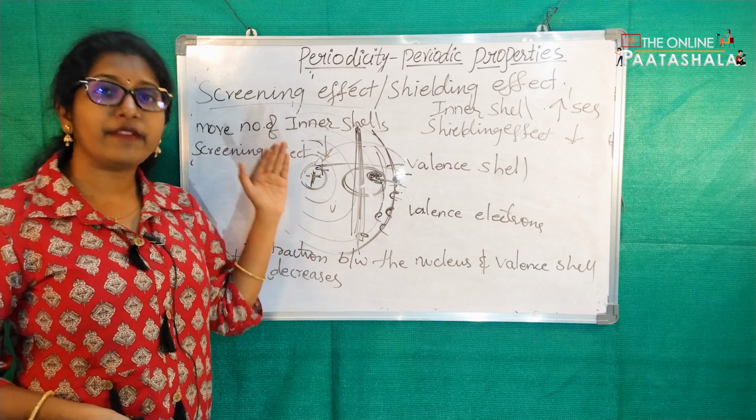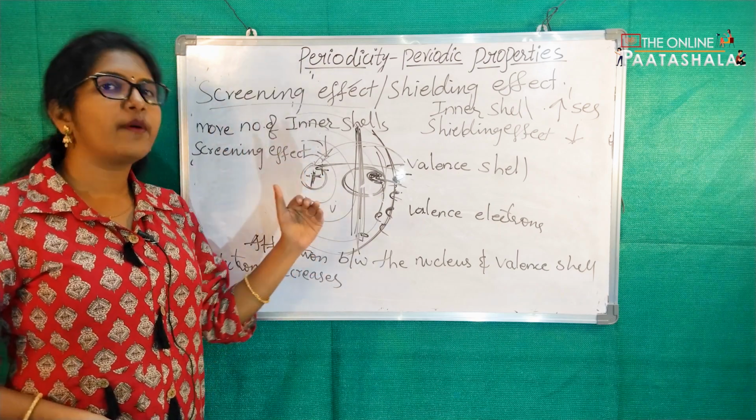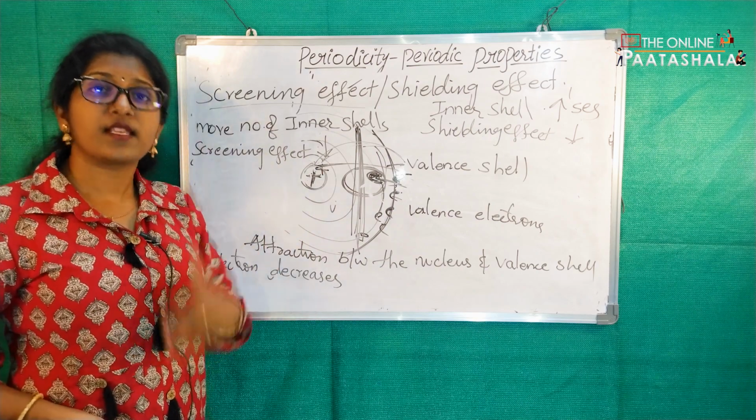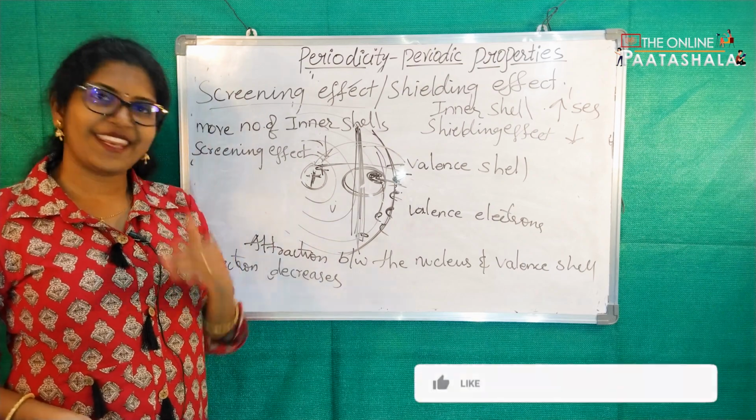In the next session, we will learn in detail what atomic radii is, how it varies, and what the factors affecting it are. All these properties we will learn in the next session.